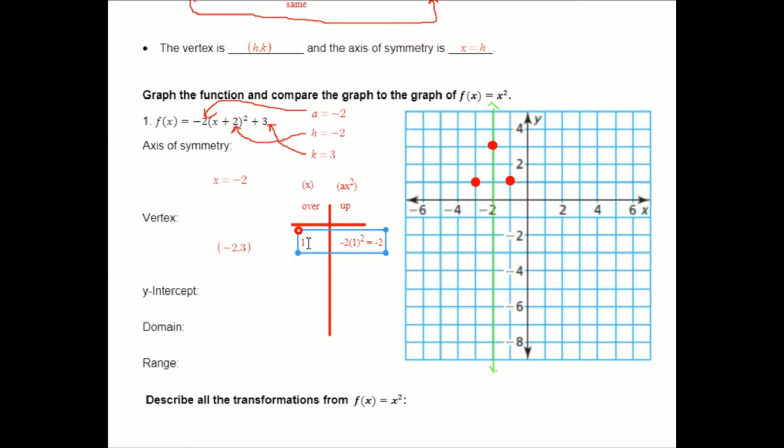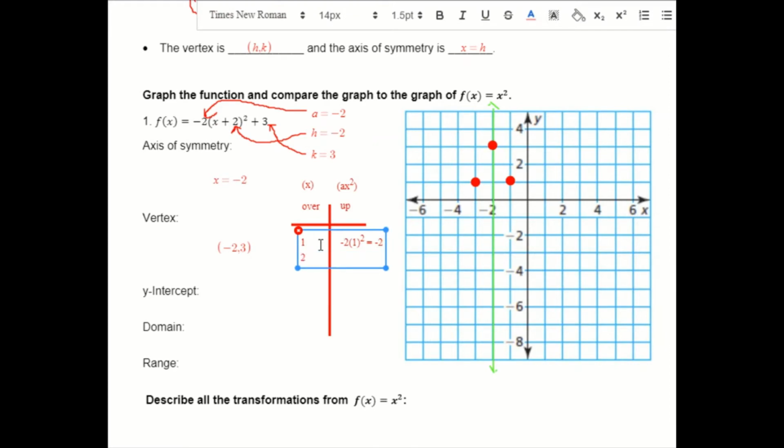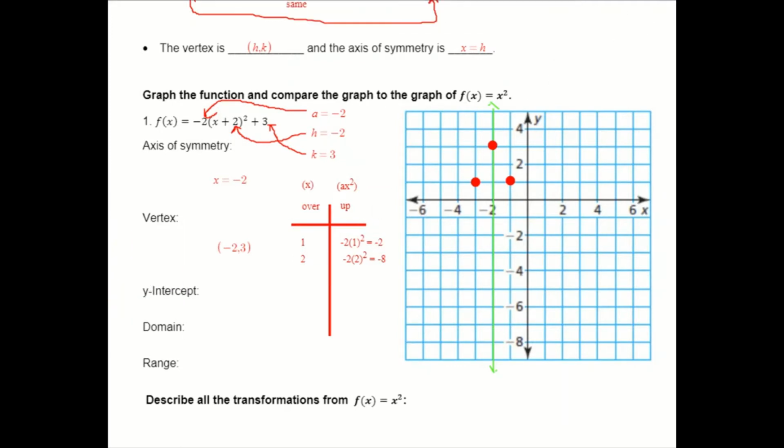If I go over 2, then my up will be -2 times 2 squared, which would be 4 times -2, which is -8. I don't believe we're going to be able to fit much more on there, but let's see where this ends up. If I go back to the vertex, go over 2, go down 8, 1, 2, 3, 4, 5, 6, 7, 8. Plot that point, reflect it over the axis of symmetry.